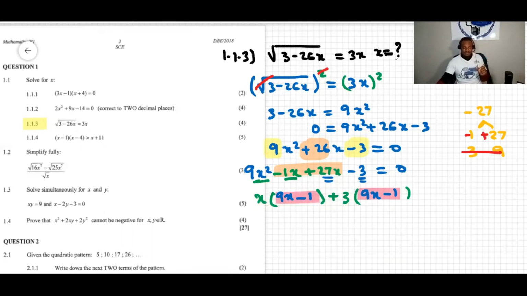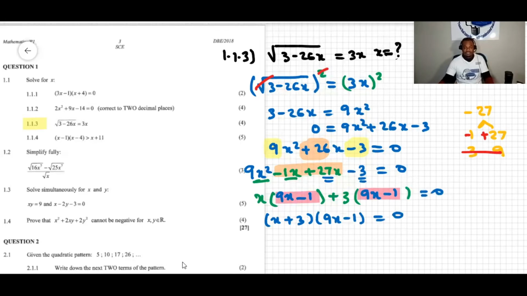If they're different, or have different signs, then either we selected the wrong couple of factors of 27, or we didn't factorize correctly over here. Now that they are the same, it means that we are correct, and we can factorize them. This is factorized by grouping. That makes (x plus 3)(9x minus 1) equal to 0.